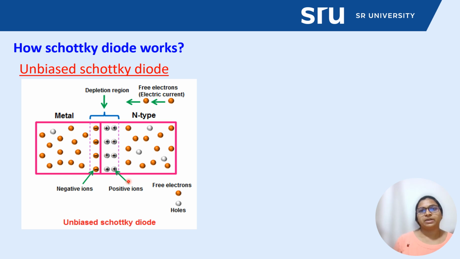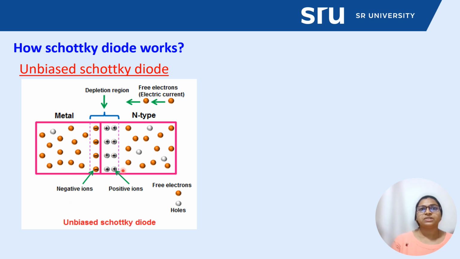semiconductor, the free electrons in the n-type semiconductor will move from the n-type to the metal to establish an equilibrium state. We know that when a neutral atom loses an electron, it becomes a positive ion. Similarly, when a neutral atom gains an extra electron, it becomes a negative ion. So near the junction, we can see negative and positive ions.